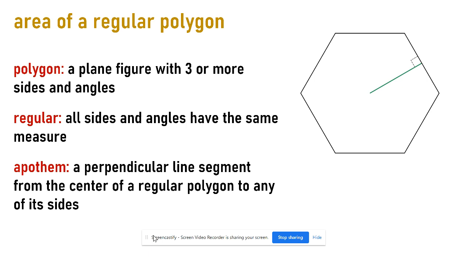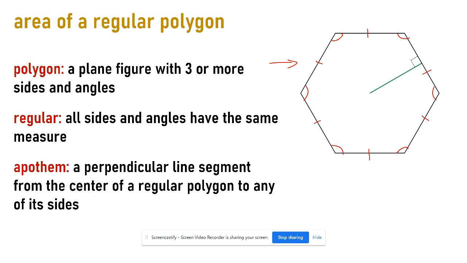When we say something's regular, and this word's come up many times before, that just means that all the sides and all the angles have exactly the same measurement. So in this picture, if this is a regular hexagon right here, what that would mean is that all 6 of the sides are the same length, and all 6 of the angles are exactly the same measure. So that's regular polygon.